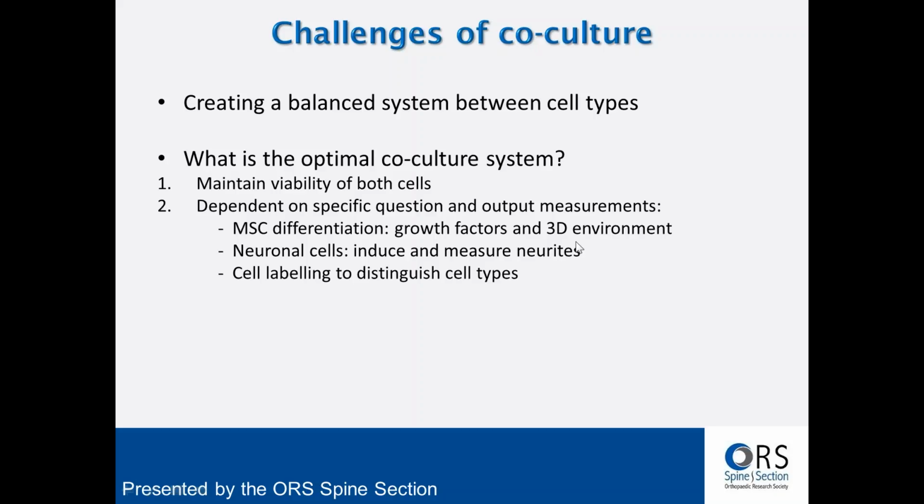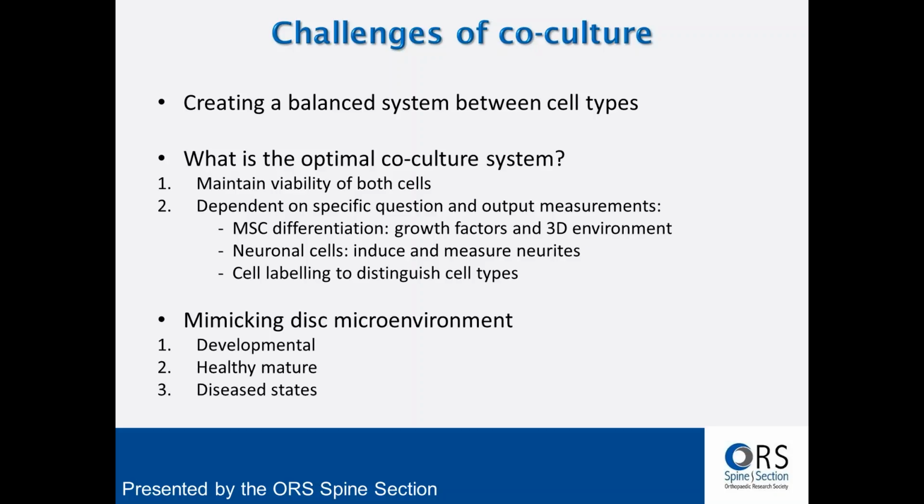What is the optimal co-culture system? It's really important to maintain viability of both cells, and it's also dependent on the specific question and your output measurements. For example, if your co-culture involves looking at stem cell differentiation, then growth factors and 3D environments are important. And if your co-culture involves neuronal cells and being able to induce neural outgrowth, then you need to be able to actually do this. Also, if you're co-culturing cells in contact, then cell labeling is important too. So you need to think also about what disc microenvironment you want to mimic. So is it the developmental, the healthy mature, or the disease state?